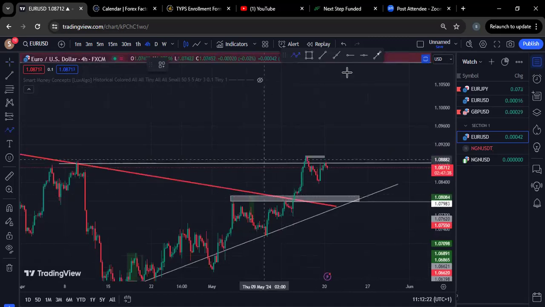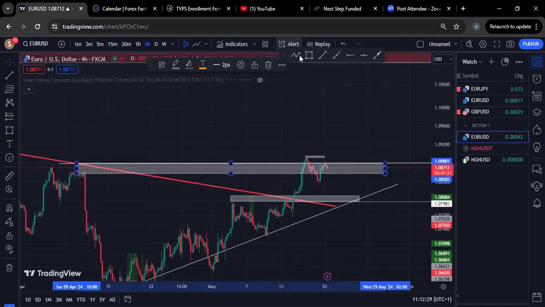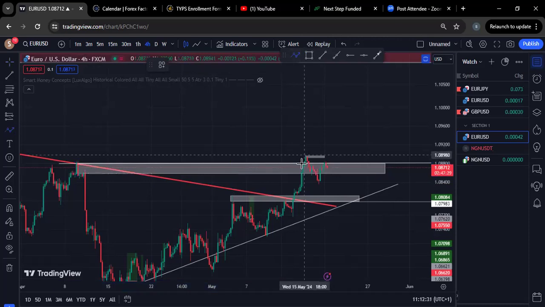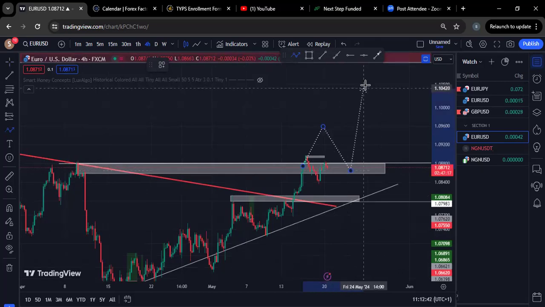Because this is the zone, let me mark out the zone again. If this break of structure is actually strong, we actually expect it to move a little bit higher above this price level before we then expect that, okay, if this market comes around this level, we would take a position for a buy.